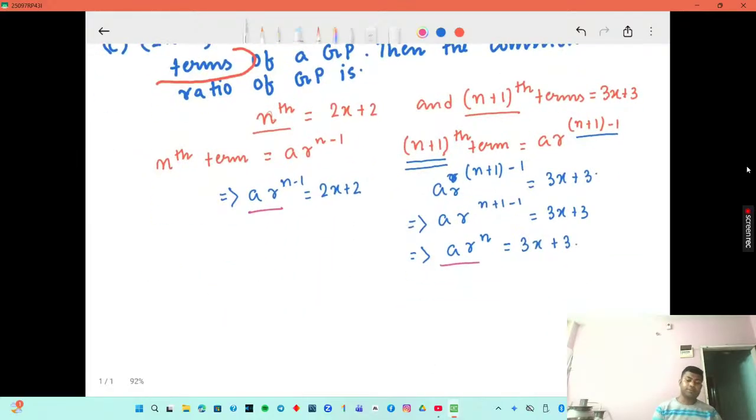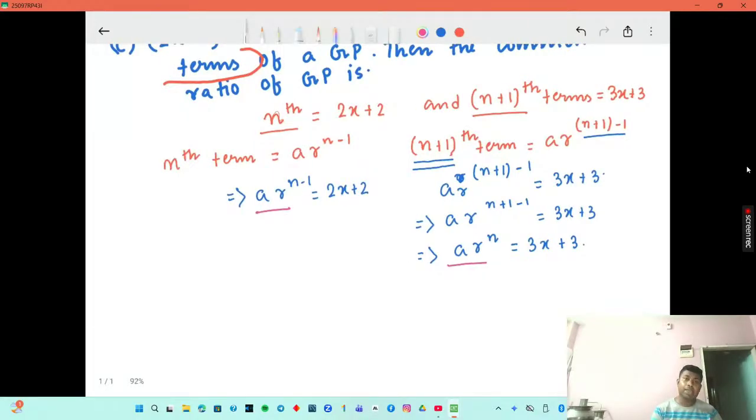So here we will see. a r to the power n is greater than a r to the power n minus 1. Therefore we will take the ratio of these two equations. a r to the power n divided by a r to the power n minus 1 is equal to 3x plus 3 divided by 2x plus 2. Now we will solve this equation to find the value of r.